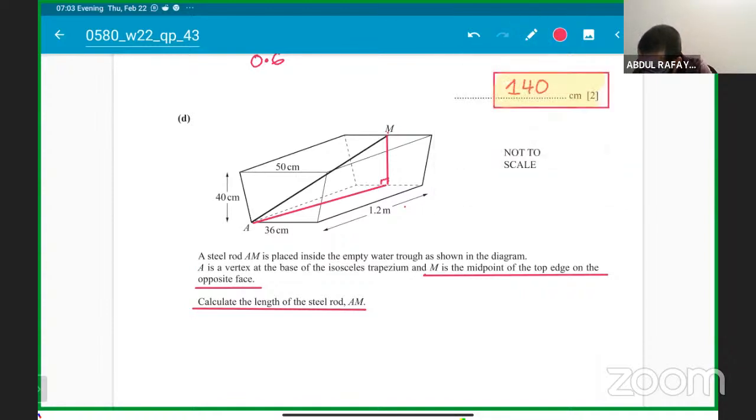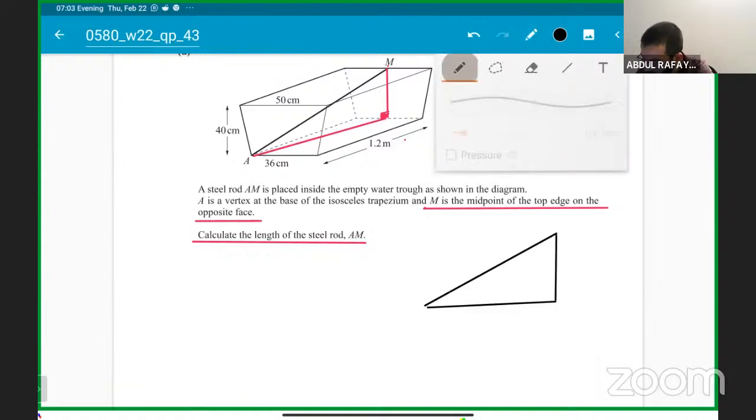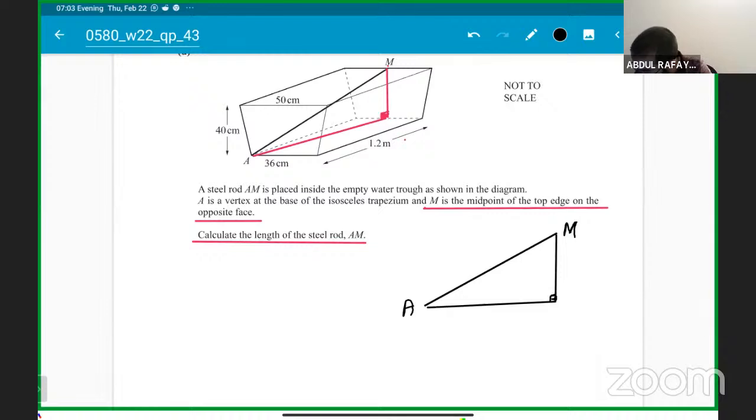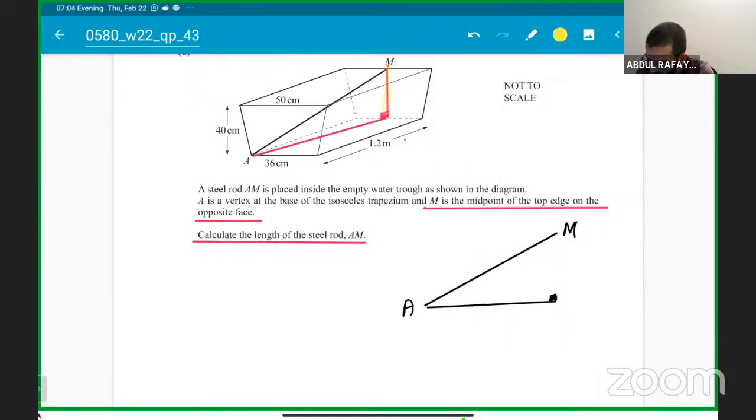Let me make it separate for everyone so everyone can get this clearly. That is what we are talking about. We have to find the length of AM, and this is basically our 90-degree angle being formed. Students need to understand M is the midpoint, so this is the height. The height is exactly the same as this height, which is 40 centimeter.